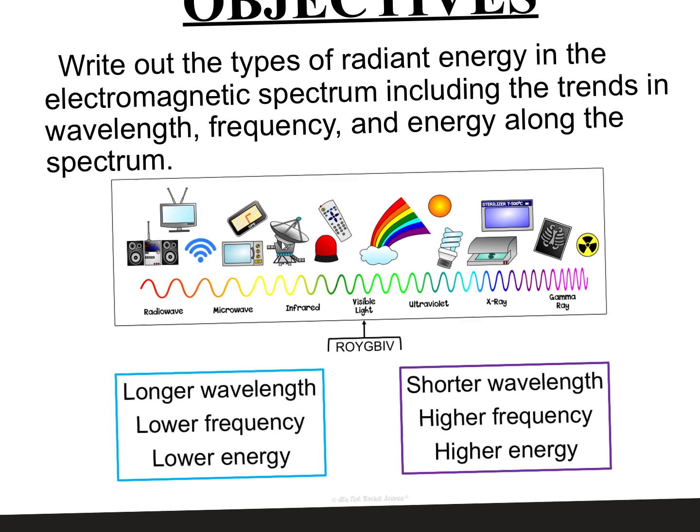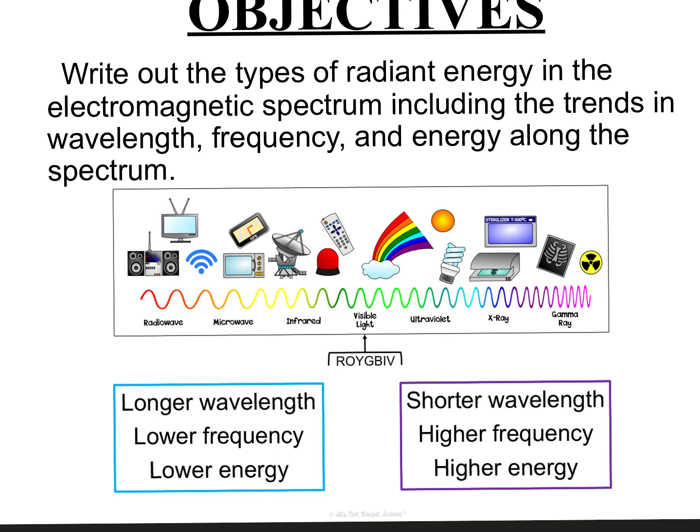Okay, your electromagnetic spectrum. Remember, on the left, you've got the longer wavelength, lower frequency, lower energy, right? All your L's. On the right side, you've got the shorter wavelength, high frequency, high energy.